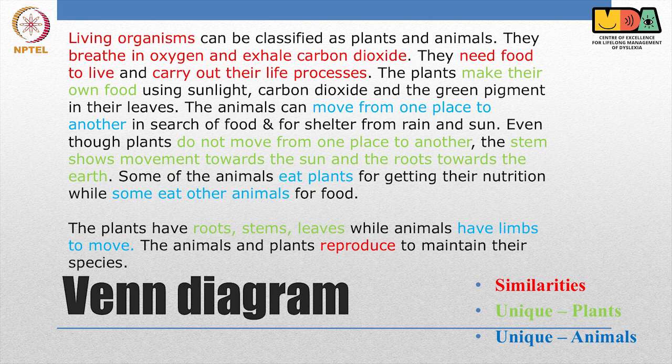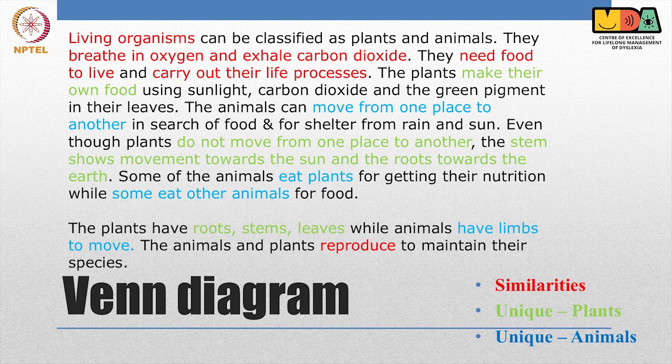And if you read the whole para, you will come across what movement they show. So, the roots move towards the soil, the stem moves towards the sunlight. Here the animals move from place to place using limbs. So, shows movement would come in the intersecting portion. Here it does not move from place to place, for plants; for animals it moves from place to place. Here roots show movement towards the earth and stem shows movement towards the sunlight. Here it moves from one place to another using limbs.